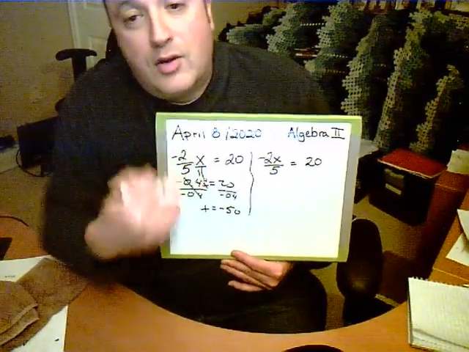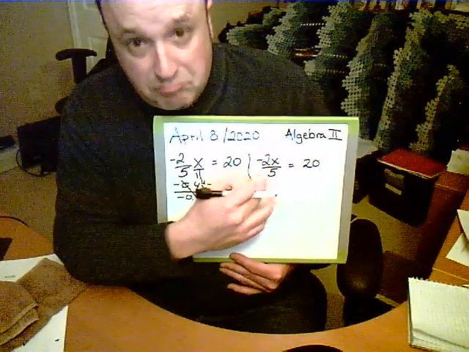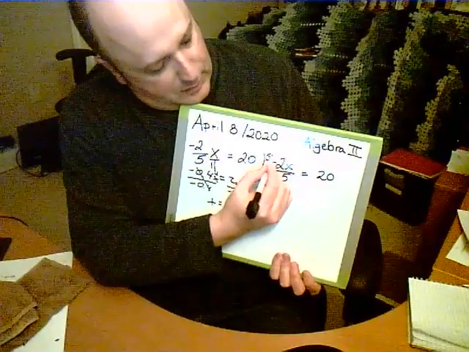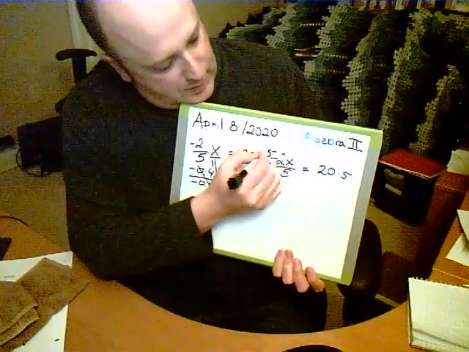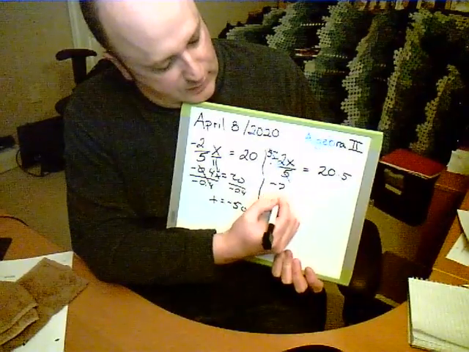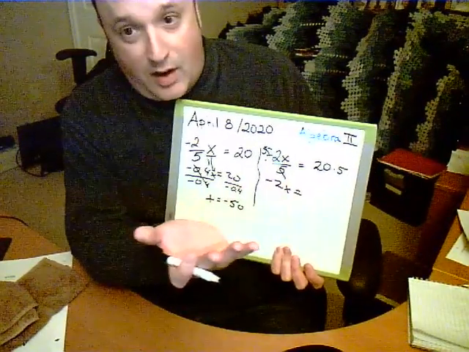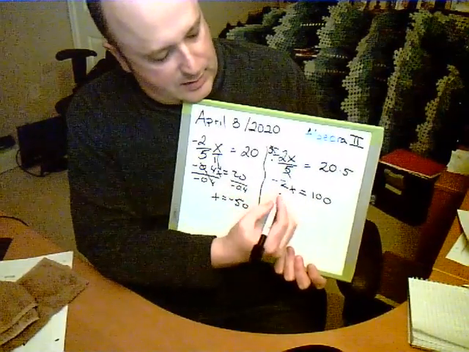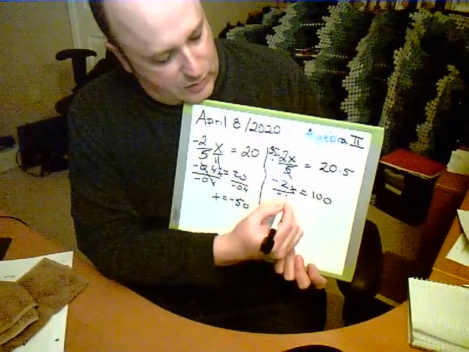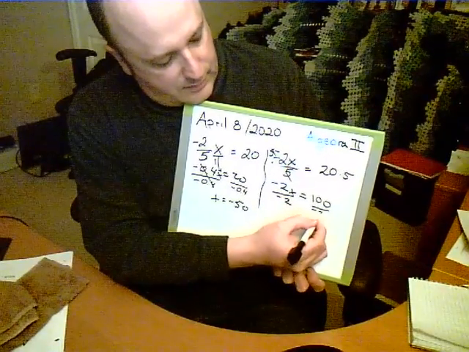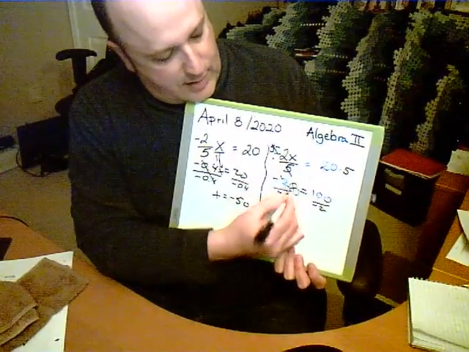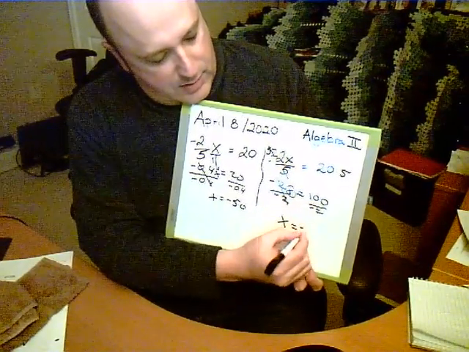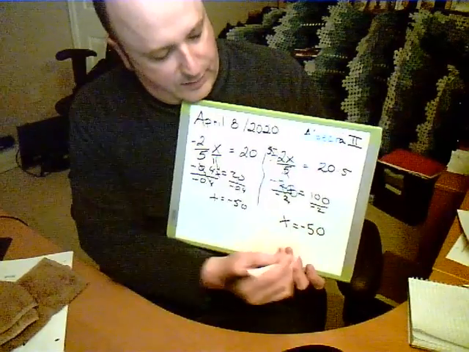So how do you get rid of a divided by 5? Times by 5. Times both sides by 5. That cancels, and I'm left with negative 2x. 20 times 5, of course, is 100. This is negative 2 times x, so divide off the negative 2 on both sides. There's my x left over. And 100 divided by negative 2, of course, is negative 50.